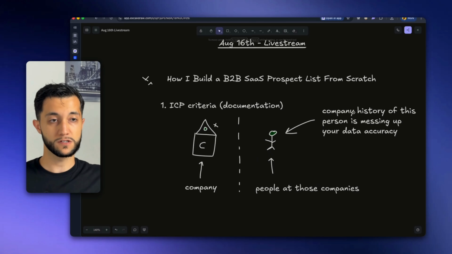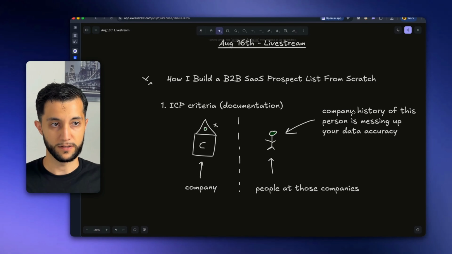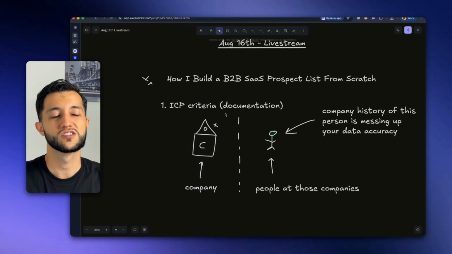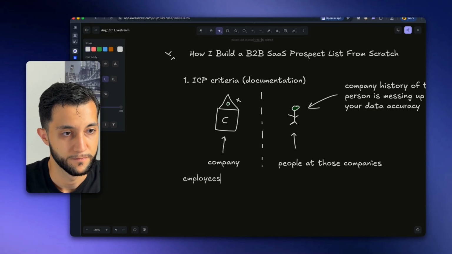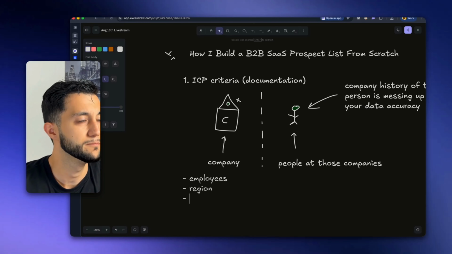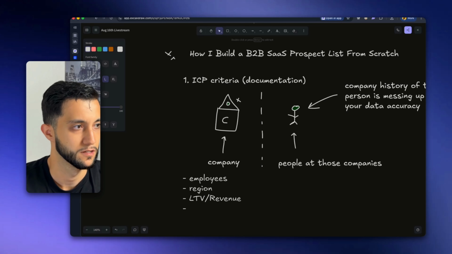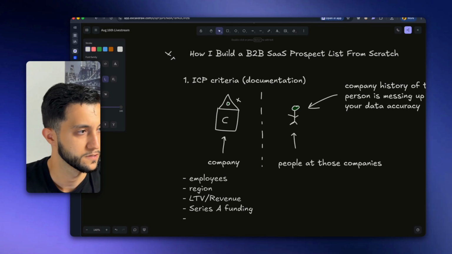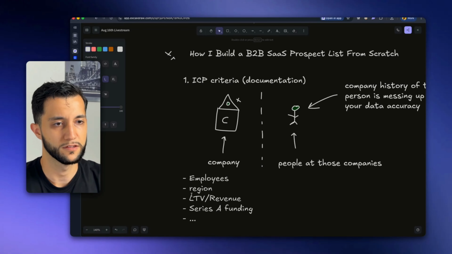So what we do is we do company search first only, right? We will figure out what the software companies look like. How many employees? Region, maybe based on LTV or revenue that they currently generate. What else? News, let's say they have a Series A funding. I don't want to make it too complicated, but stuff like that is what you're looking for.